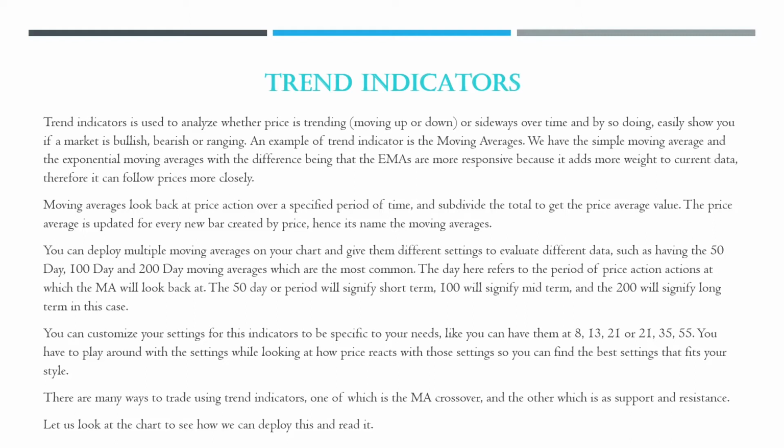So moving averages look back at price action over a specified period of time and divide the total to get the price value. The price average is updated for every new bar created by price, hence it's named the moving averages. This is what I just explained. Like you ask the moving average to look over a 50-day period, a 10-day period, a 5-day period. Day here means period, as in if you are trading on the daily chart, then today will be a day, yesterday will be another day. So talking about 50-day here means 50 days back. Then you calculate it to get the new average.